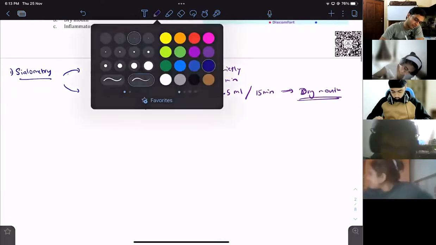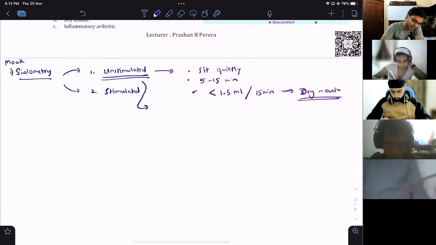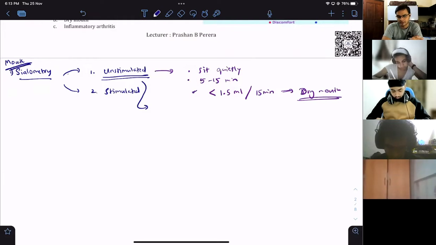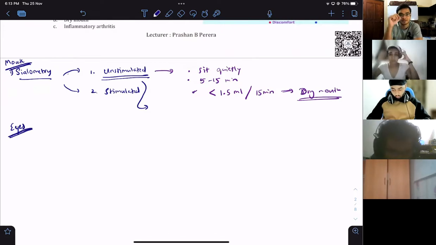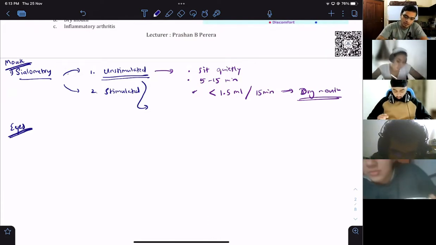So that is about the mouth, guys. That is for the dry mouth, basically. Then we come to the eyes. For the eyes, we have several tests, and actually the tests that are there for the eyes are better than sialometry for the dry mouth. We will see. There are several, guys.